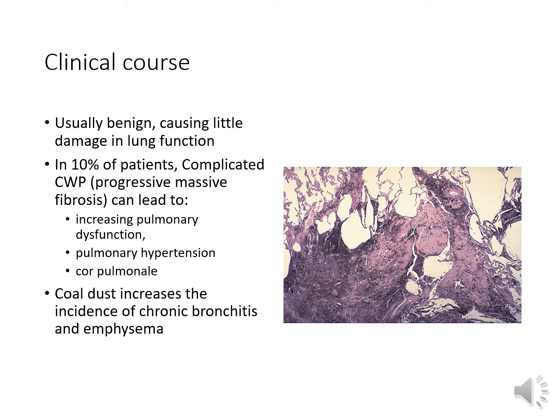Coal workers pneumoconiosis is usually benign, causing little damage in lung function. However, in 10% of patients, complicated coal workers pneumoconiosis causes progressive massive fibrosis, which can lead to increasing pulmonary dysfunction, pulmonary hypertension, and cor pulmonale. Coal dust increases the incidence of chronic bronchitis and emphysema.